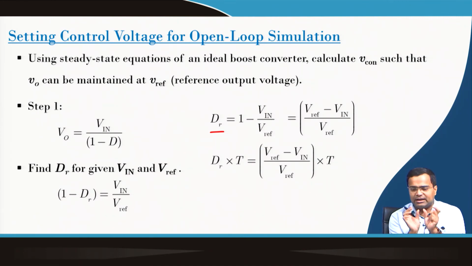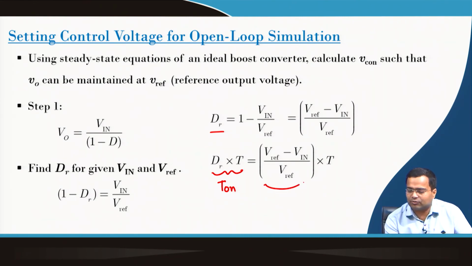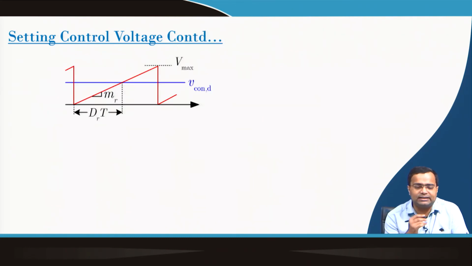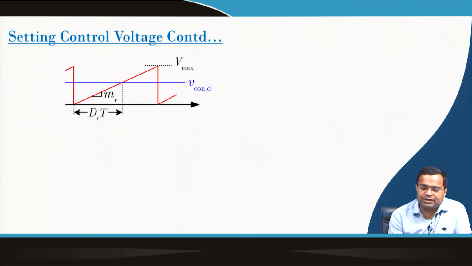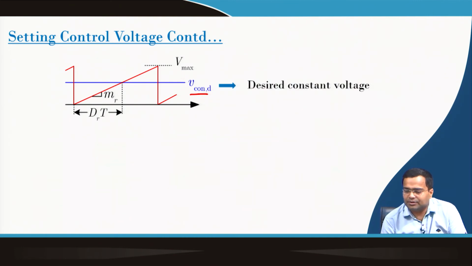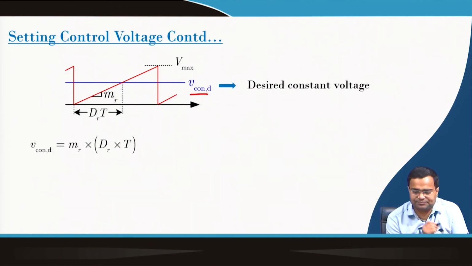Now, if we multiply this Dr into T, that means the on time, this is my T on time, this is nothing but again this quantity, the desired on time under trailing edge PWM. Now, we need to set the control voltage. What is my desired control voltage? V con D, desired, which is a constant.